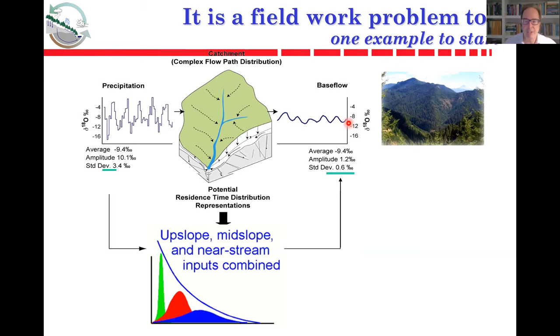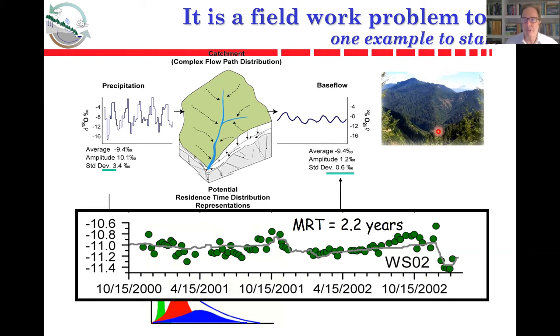So if we look at field data, then this is what we do. We take samples from the stream, and these are the samples in the green dots. On the y-axis is the oxygen-18 composition in per mil. Remember, you know that term and unit now. Per mil is parts per thousand. Remember, this is the stable isotope of oxygen, O-18. And here's a time series of about 2 years or so.